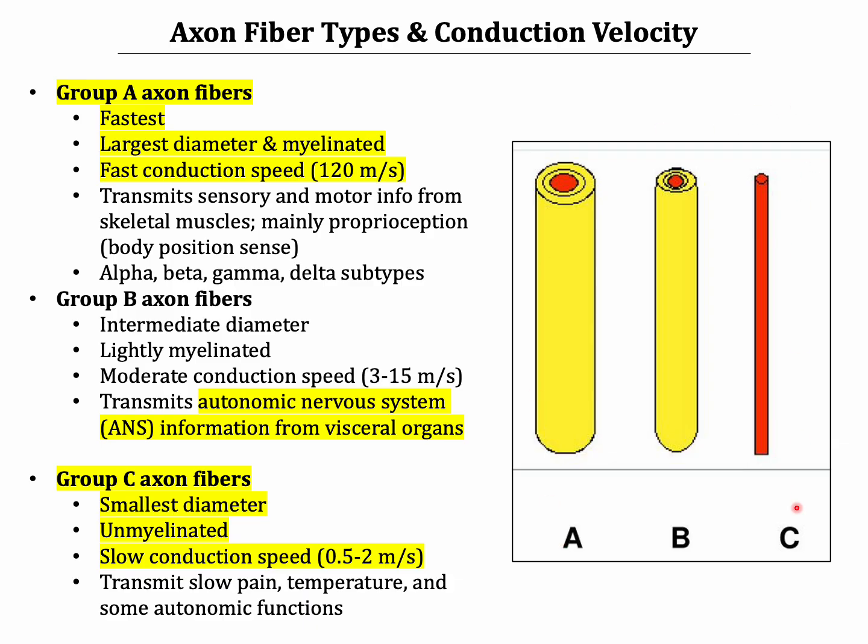Then we have group C. These are the smallest diameter and they're the unmyelinated members, so very slow conduction speed here. Transmits information like pain, temperature, some autonomic functions. Like it needs to get to the brain, but it's not as crucial.